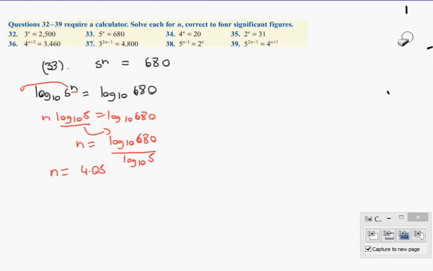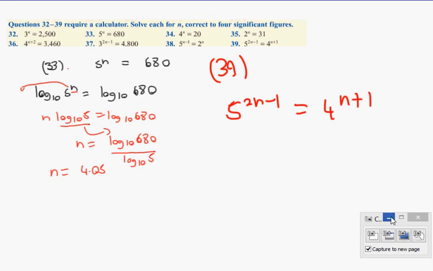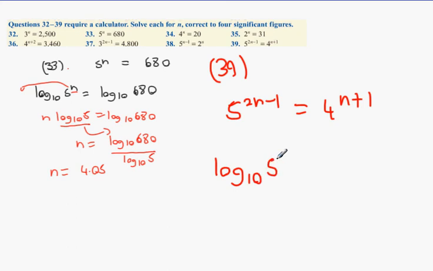Okay, guys. Next one, 39. Okay, 39 is going to be 5 to the power of 2n minus 1 equals 4 to the power of n plus 1. Once again, adopt the same methods. Log both sides. Log to the base 10 of 5 to the 2n minus 1. On the other one, log to the base 10 of 4 to the n plus 1.